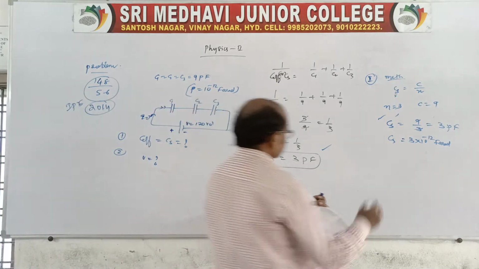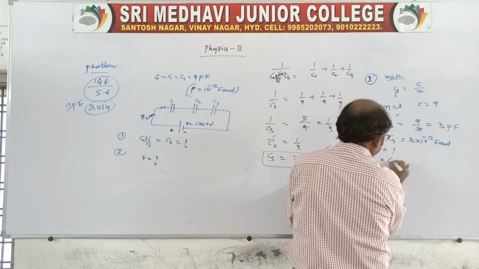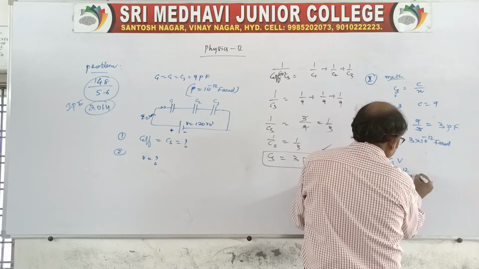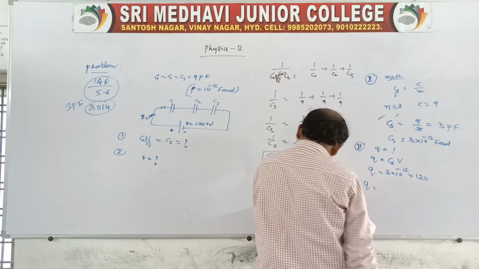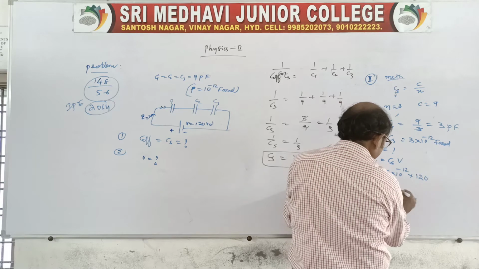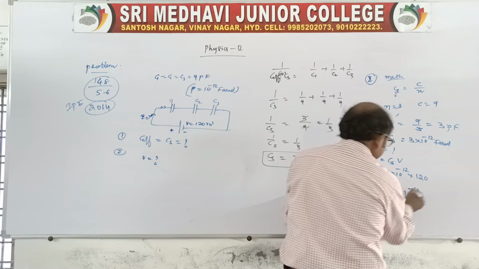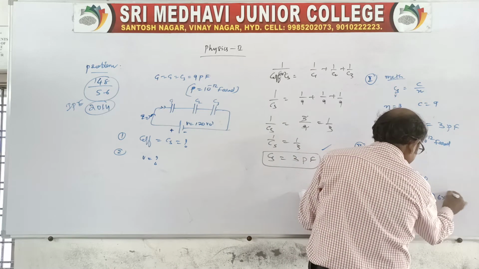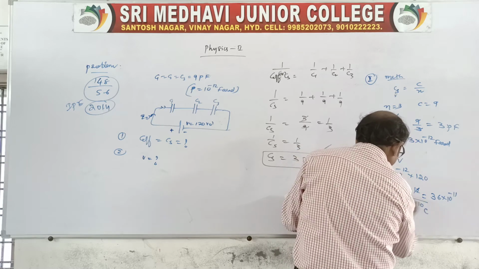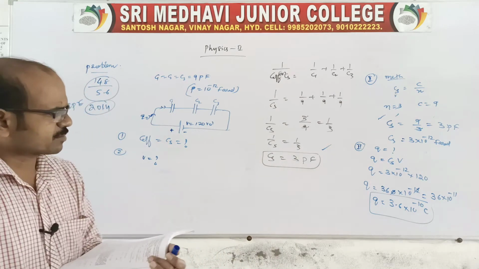So the total charge Q is equal to question mark. Q is equal to CS into V. So Q is equal to 3 into 10 power minus 12 times V, which is 120. So approximately 3 times 12 is 36, 360 like this. Or 36 into 10 power minus 11, or 3.6 into 10 power minus 10 coulombs. Or you can say 360 into 10 power minus 12, also no problem.